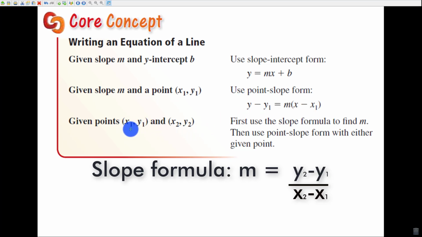If they give you 2 points, you first use the slope formula to find the letter m. In order to do that, you would do m equals y sub 2 minus y sub 1 over x sub 2 minus x sub 1 to first find the slope.